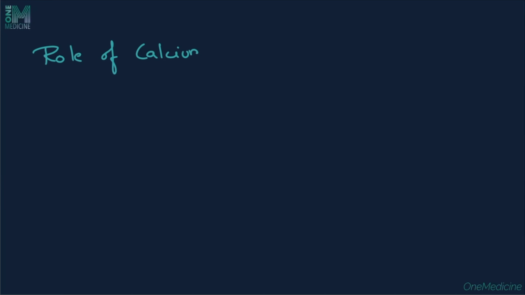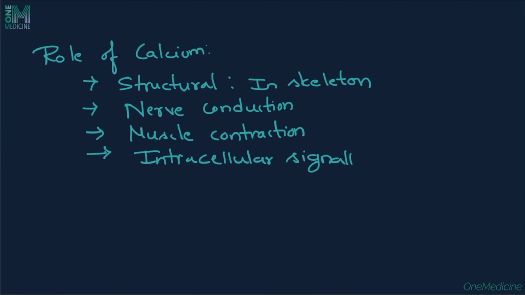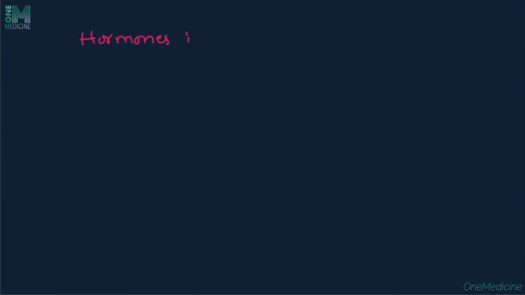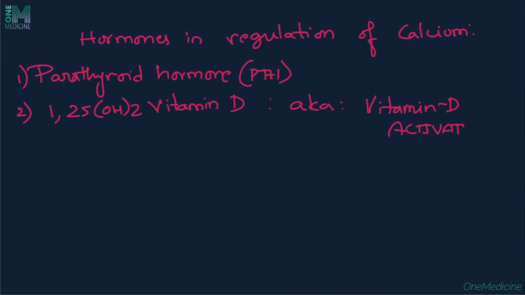In the body, calcium is required for the structural role of the skeleton, nerve conduction, muscle contraction, and intracellular signaling in neuroendocrine secretion, cell metabolism, and growth. The main hormones involved in calcium homeostasis are parathyroid hormone and 1,25-hydroxy vitamin D, also known as activated vitamin D.